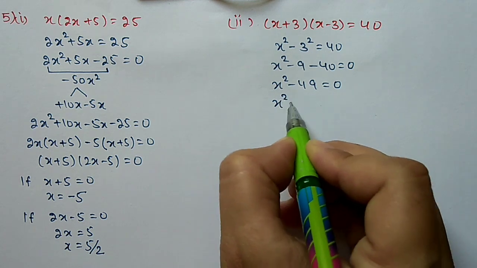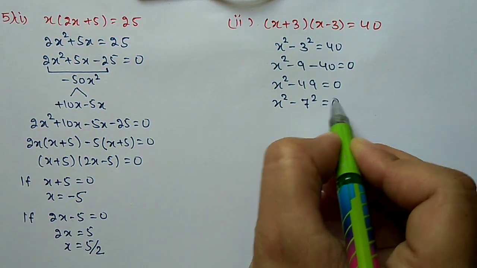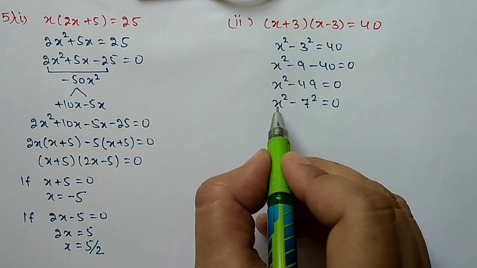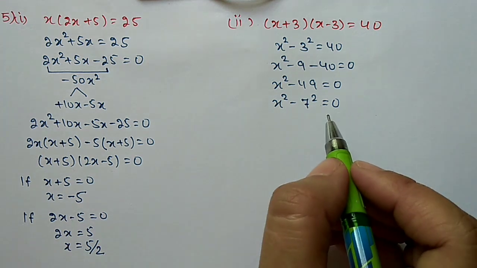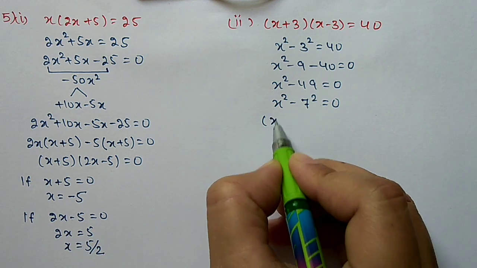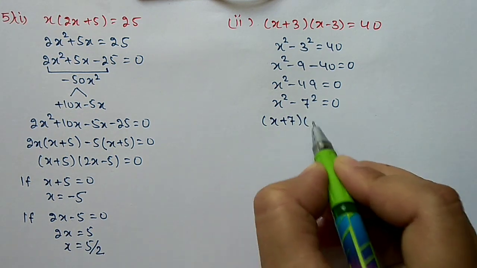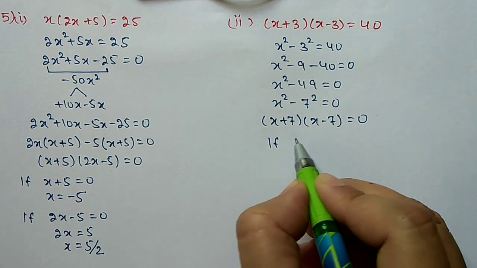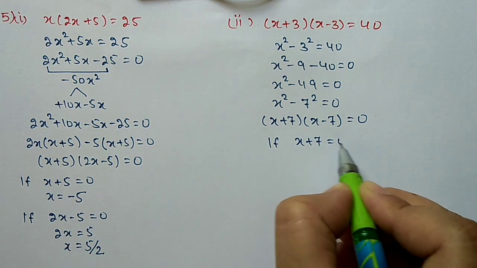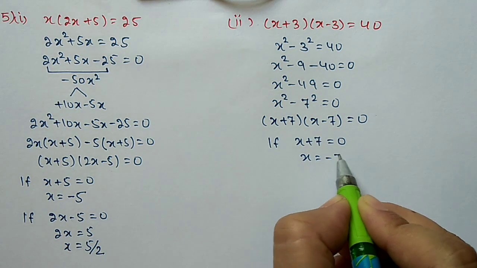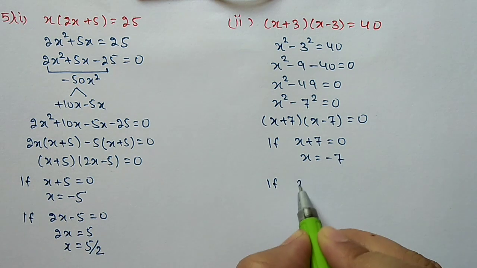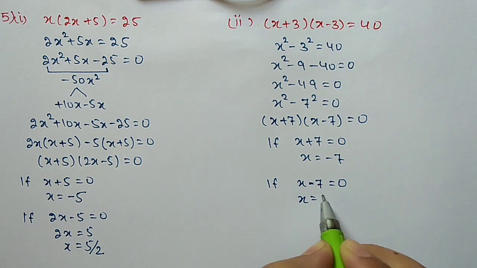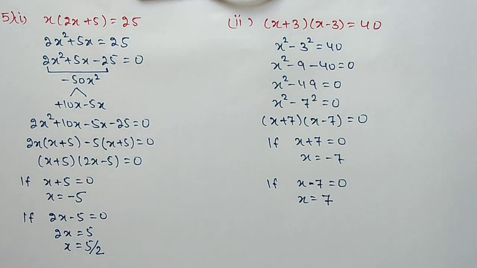Again this 49 we can write as 7 square, and again we will apply the a square minus b square formula. So a square minus b square is equal to a plus b, a minus b. It will become x plus 7, x minus 7 equal to 0. So if the first bracket x plus 7 is 0, then x value will be minus 7, and if x minus 7 is equal to 0, then x value will be 7.